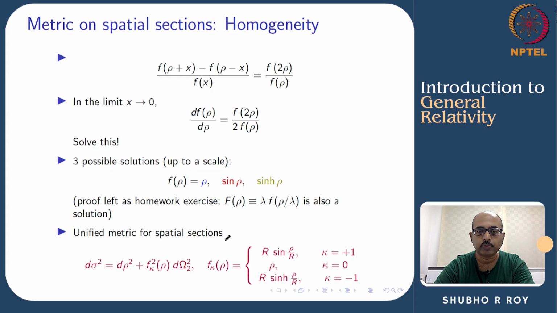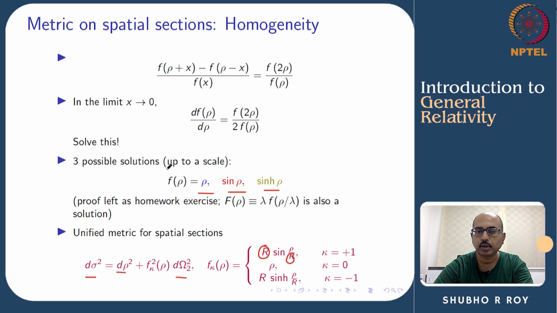So the unified form for the metric for all three cases, unified in the sense that I'm covering all three cases at the same time, is given by this. The spatial section metric is d rho squared plus f kappa squared of rho times d omega squared. The d omega squared is nothing but the metric on the two sphere. And f kappa of rho can take three different, not values, but three different forms, depending on the value of kappa. So kappa assumes discrete values. It can take three values, plus 1, 0, and minus 1. And when it's plus 1, the solution is sine of rho over r times r, where r is a constant.